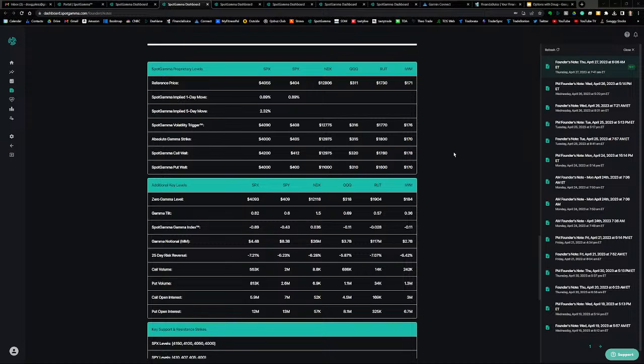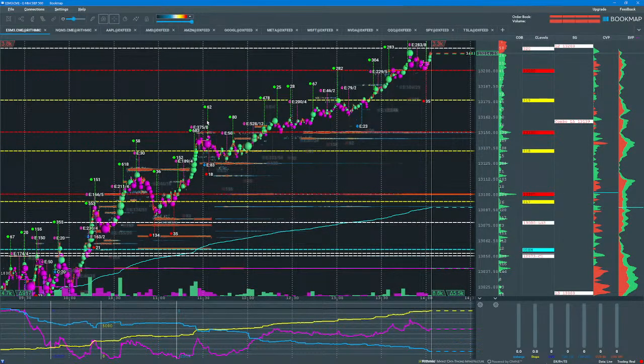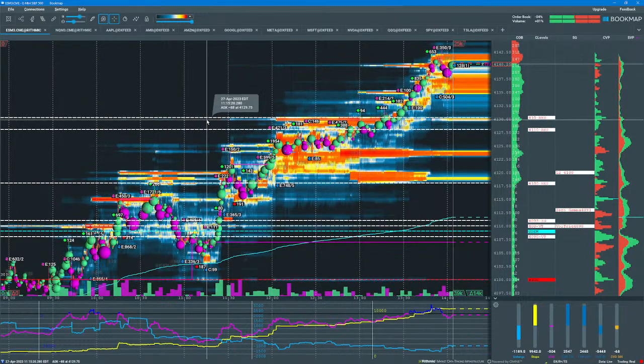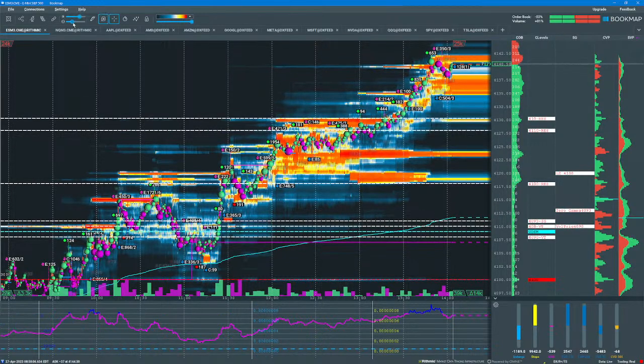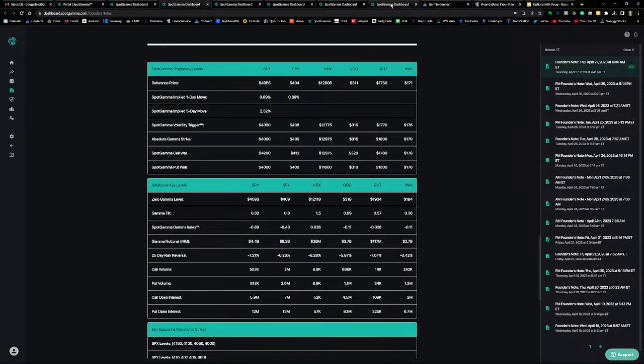All right, let's take a look at some charts now. We'll talk about some setups. So we'll start with the S&P 500. All right, so again, this is Bookmap showing the ES futures. And let's take a look at Hero now.